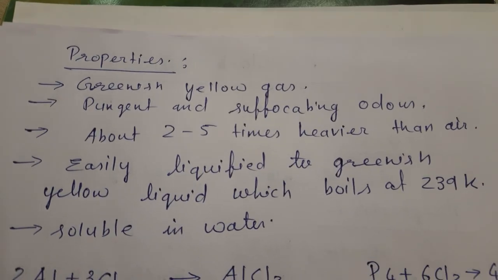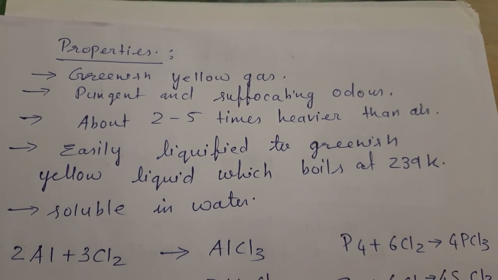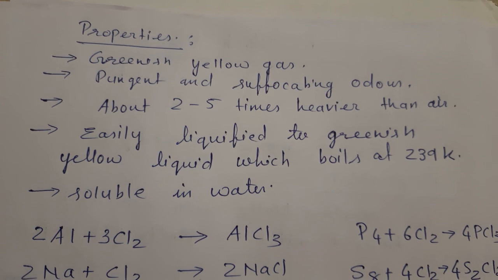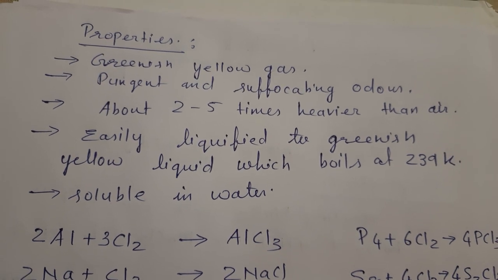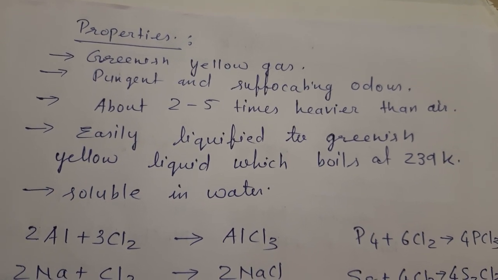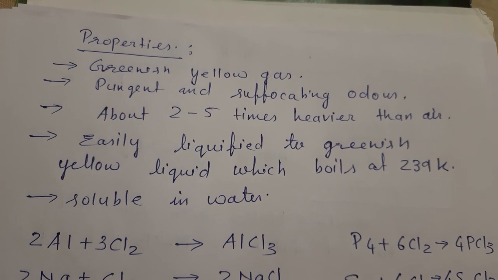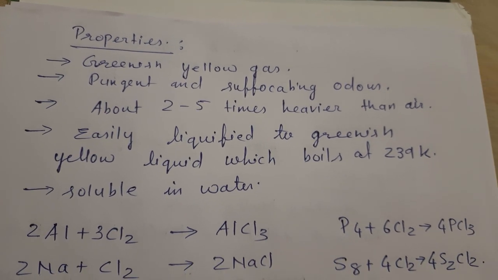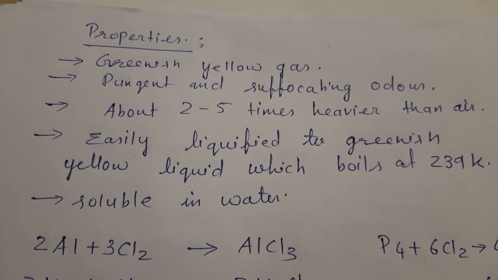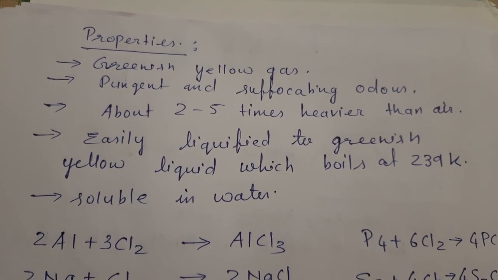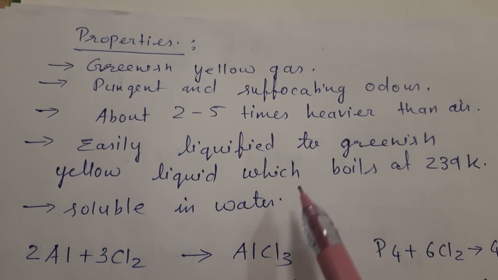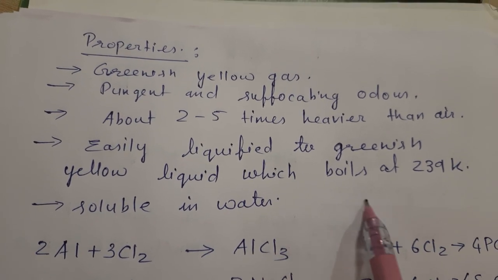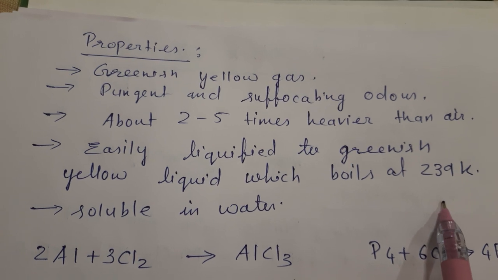Chlorine is a greenish yellow gas. It has a pungent and suffocating odor. You must have felt, now you are in 12th standard, the smell of chlorine. In drinking water also sometimes more chlorine tablets are put, then the suffocating odor comes. It is about 2.5 times heavier than air. It is easily liquefied to greenish yellow liquid which boils at 239 Kelvin.